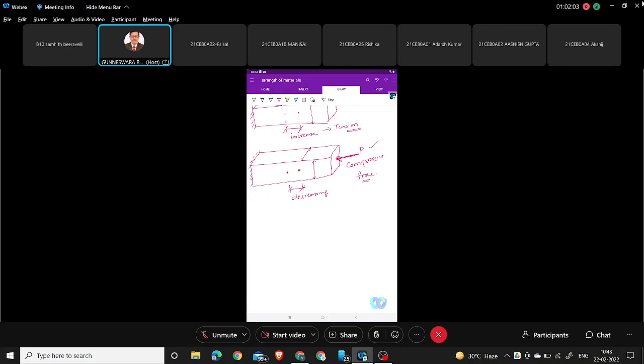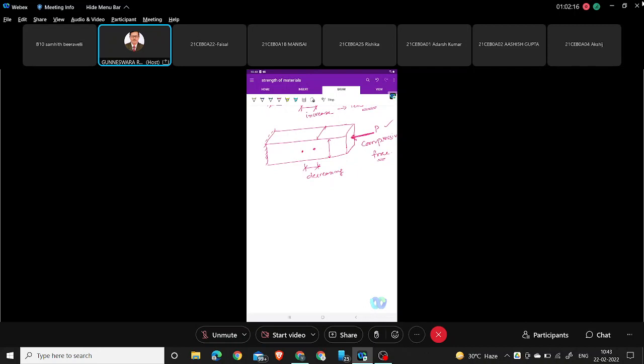See, compression and tension have a lot of differences as far as strength of materials is concerned. But in engineering mechanics, both are one and the same. Whether you pull or push, both are one and the same. Okay? So now, let me see when I am speaking about deformations. Okay, so the material comes into the picture.